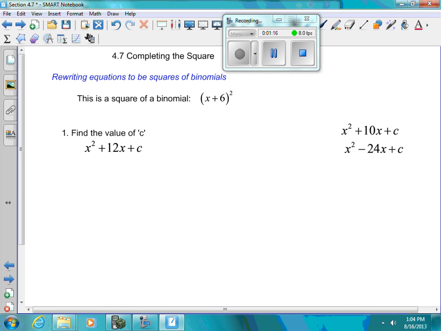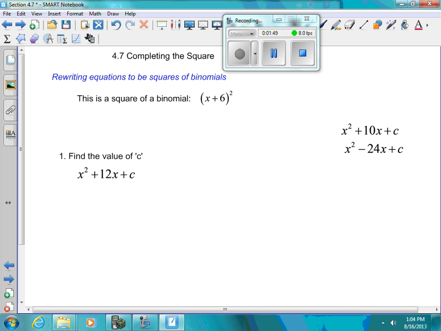Okay, so in this case, let's look at this. This is a square of a binomial: x plus 6 squared, right? That's a square of a binomial. That's what we're talking about. That's the base that we're looking at. We're trying to take a trinomial and turn it into something like this. We're going to work backwards from a trinomial like this, x squared plus 12x plus c, and turn it into a binomial like this. That's called completing the square. How do we do it? Well, that's what we're going to find out.